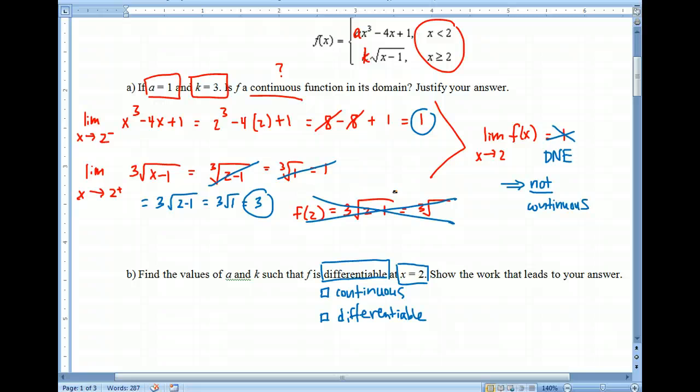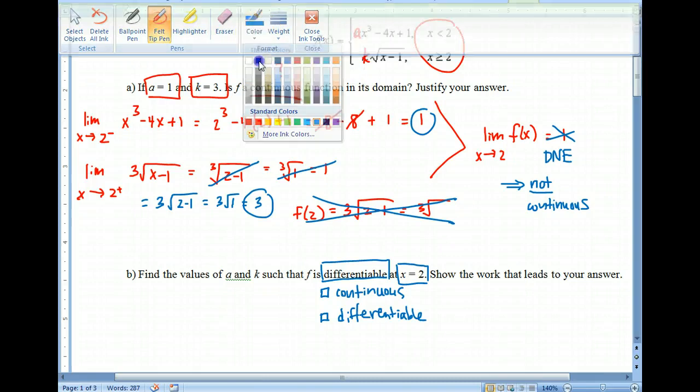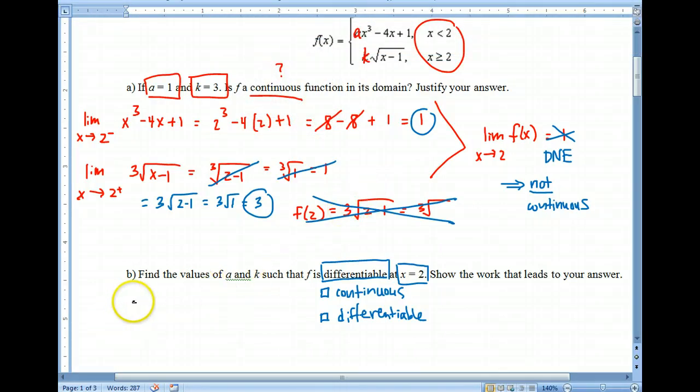So Jocelyn, what do you think we need to do now? Can I draw it? So we still use 1 and 3? Is it the same thing we did on top? Just about. We want to see if they equal each other, but this time we don't just see if they're equal, we make them equal. So we put them equal to each other. We want ax cubed minus 4x plus 1 to be equal to k square root of x minus 1.